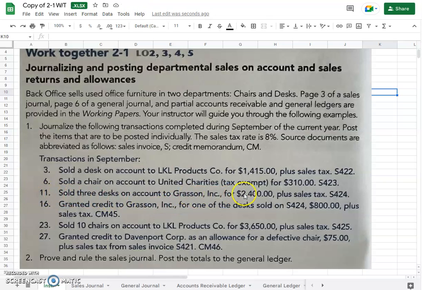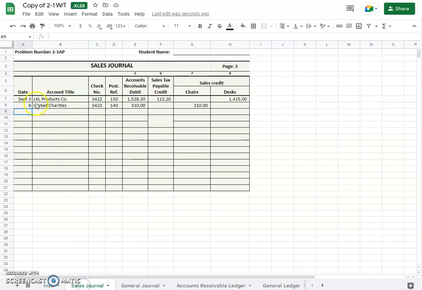Next day, it's the 11th. Sold 3 desks on account to Grayson for $2,400 plus sales tax. Okay. So then we'll go back to the sales journal on the 11th. Grayson Inc. Sales journal 424. There will be tax on this one, and Grayson Inc. bought desks, so $2,400 there. Your sales tax payable is, they suggest 0.08 times H9. They're correct. Should be 192. We'll add those two things together, F9 and H9. Yep, that's the right thing, so you can just press tab if the formula is correct.